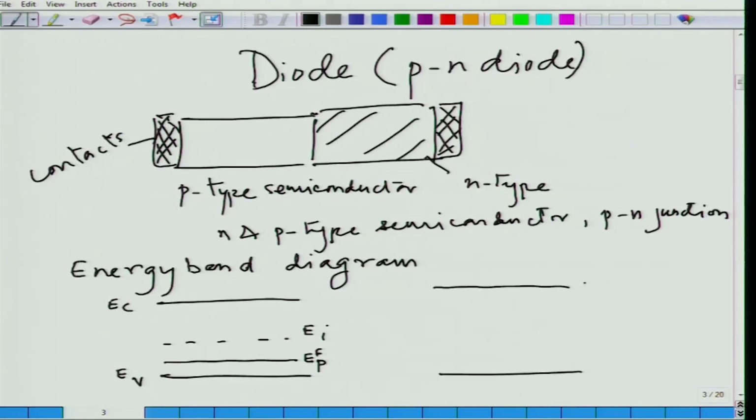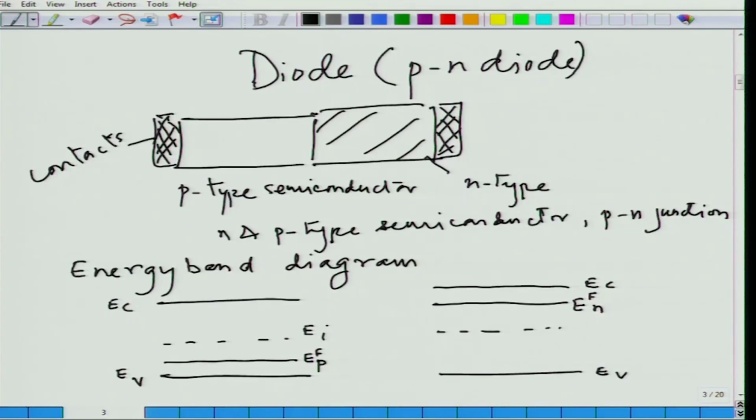If we have this picture for the p type, on the n type it is going to be changed. For the same semiconductor, we can assume that the conduction band and EV are of the same type, EI is same, except now Fermi level has gone up and this is the Fermi level for the n type. Now, when we bring these two together, what is going to happen?